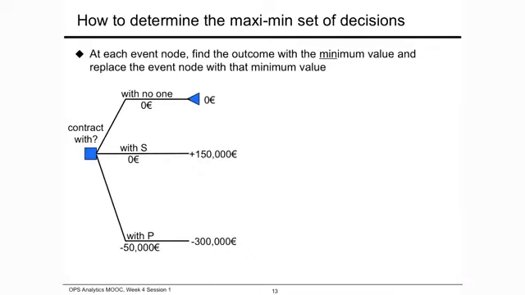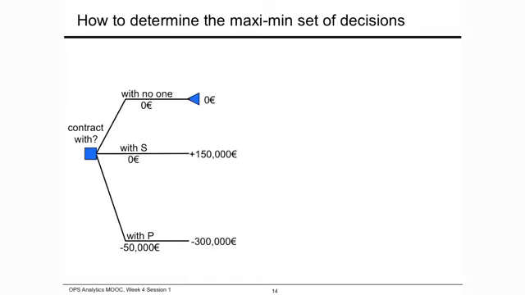Finally, there's nothing to do if IDEA contracts with no one because we already know that IDEA makes no money. The last step of determining the maxi-min set of decisions is to go and look at the decision nodes. Here there's one last decision node, and we want to find the action that maximizes the associated value.